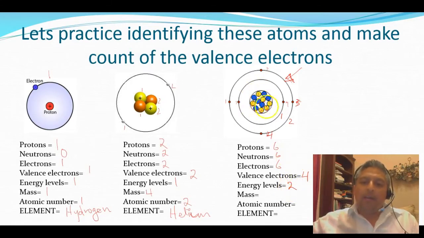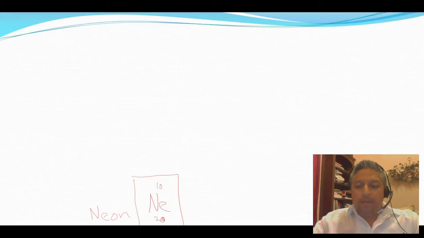The mass will be adding all the particles inside the nucleus of the atom. So we got 6 protons and 6 neutrons, add them up. That will give you 12. So the mass will be 12, and the atomic number will be the number of protons, which is this one right here. That will be 6. We can also use the electrons to find the atomic number. So that is 6. The element, this one will be carbon. All right, let's move on to the next one.